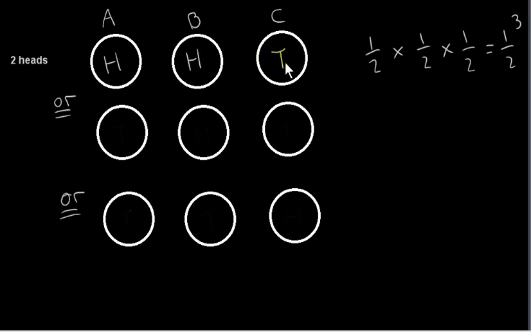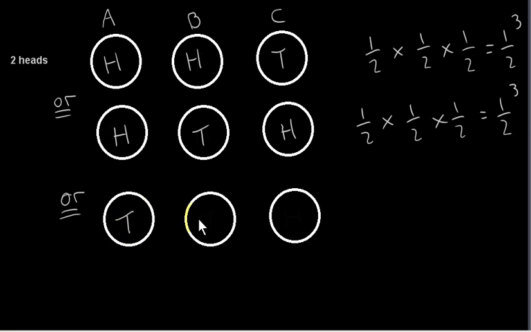But of course, this is not the only configuration. The first throw could be heads, the second throw could be tails, and the third throw could be heads. We now have 2 heads, and the probability here is 1/2 times 1/2 times 1/2 again, which is 1/2 to the power of 3, or 1/8. And we have one other configuration actually. The first throw could be tails, and the second and third throws could be heads. So the probability for each of these events is 1/8.